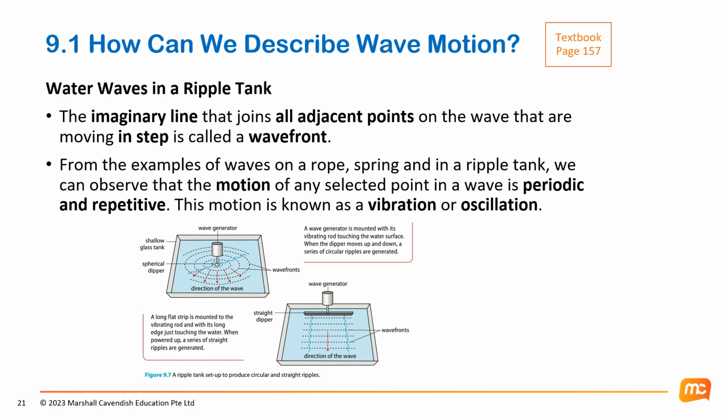And just now I already mentioned the terms vibration or oscillation. The motion of any selected point in a wave is periodic, it's repetitive. We call it a vibration or an oscillation, meaning that it's going back and forth. So all these particles are moving back and forth from each other. They are always going to be doing that same motion over and over again. That's why we call it periodic and repetitive.